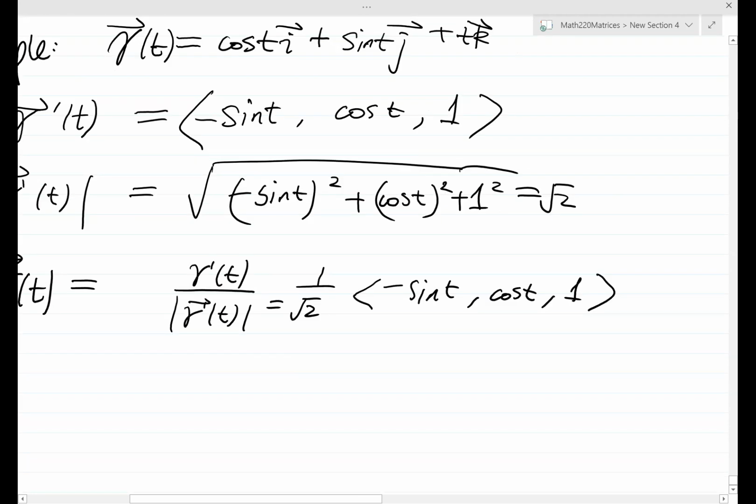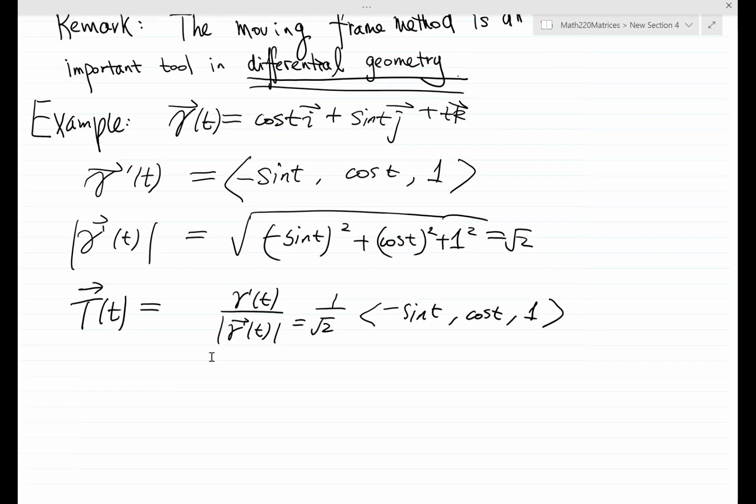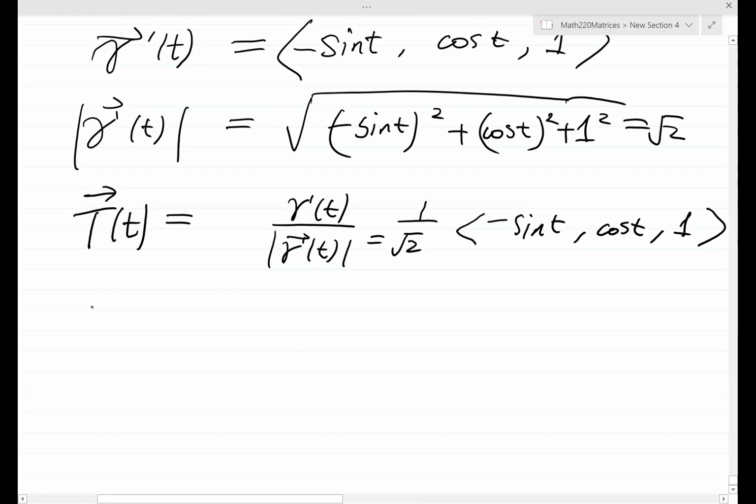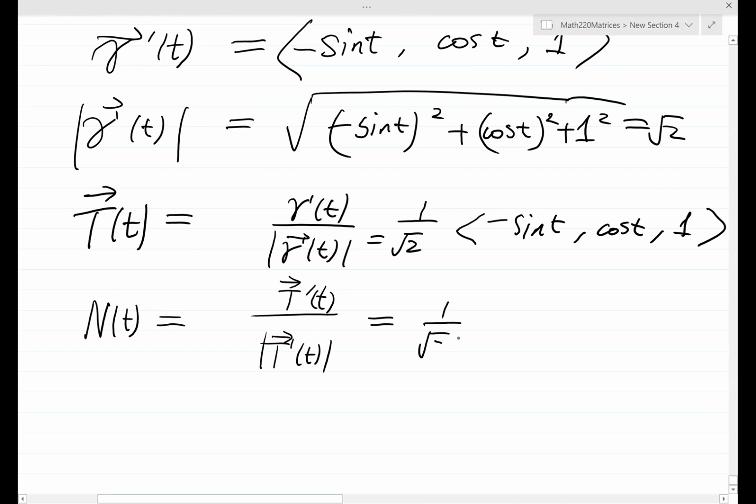Now, what is the normal direction? The normal direction tells us how the tangent direction changes. It is the derivative of the tangent over its norm. So we get 1 over root 2 here, and this is easy. Let's see what we get.